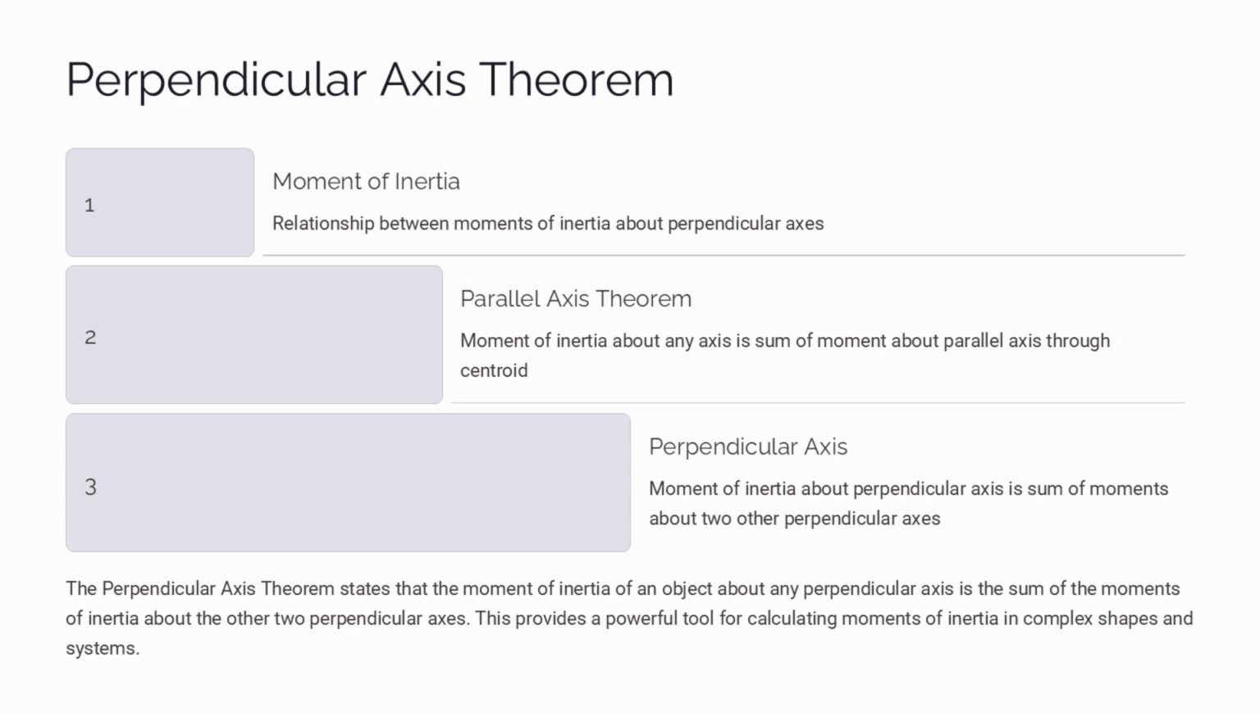The perpendicular axis theorem is a fundamental principle in mechanics that relates the moments of inertia about three mutually perpendicular axes. It states that the moment of inertia about any perpendicular axis is the sum of the moments of inertia about the other two perpendicular axes. This is a very useful relationship that allows us to calculate moments of inertia for complex shapes and systems by breaking them down into simpler components.